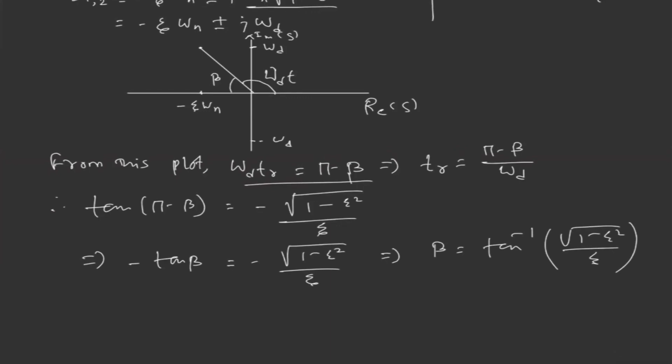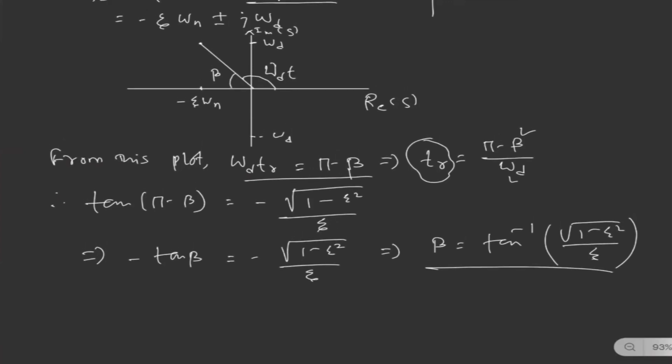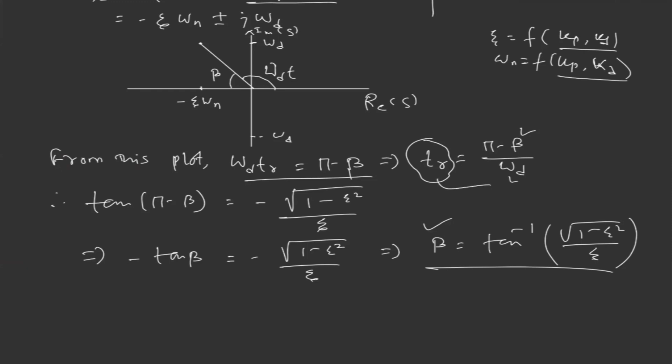If we can find beta here, we can find tr. So this beta can be used to find the tr expression. Here omega d is known and beta is unknown, so if you can find beta from this expression, we can find tr. If you notice carefully, this beta is a function of zeta. And zeta also depends on the control parameters kp and kd, as we have defined in some expression, if you remember. So using these control variables, we can modify zeta. And if we modify zeta, beta will also be modified. So this is how we can improve the rise time.